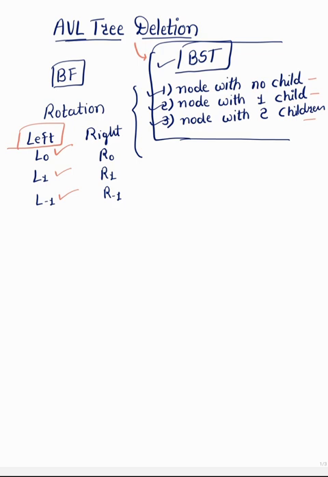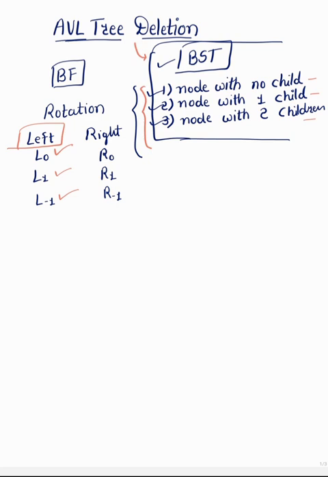And for node with two children, we have two methods: successor method and predecessor method. In the successor method, you replace the node with the in-order successor, and in the predecessor method you replace it with the in-order predecessor, and you delete that particular specific node. So these three criteria you need to keep in mind while deleting a node in an AVL tree.